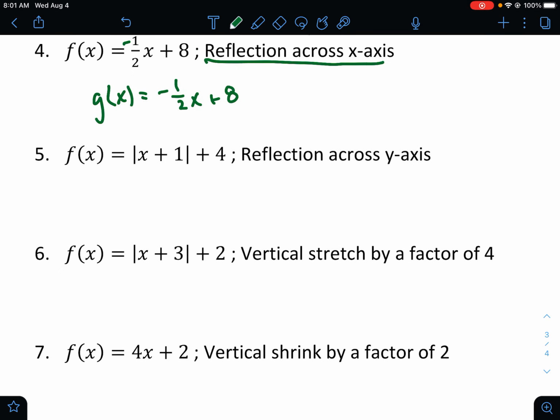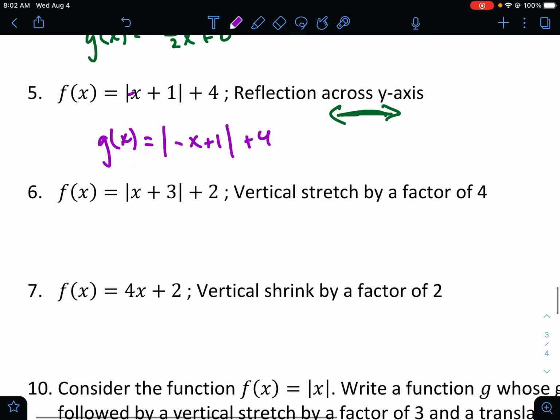And then here, reflection across the y-axis. Again, a reflection across the y-axis is a horizontal reflection. So that negative has to go on the inside. If it were a vertical reflection, it would go on the outside out here. I did it twice. Let's change colors. It would go on the outside. But since it's a horizontal reflection, the negative just goes on the inside. It's pretty simple. So our new function would be absolute value of -x plus 1 and then plus 4.